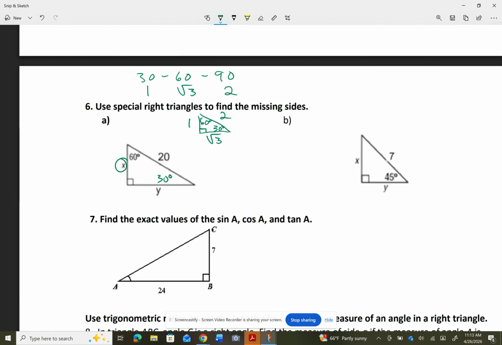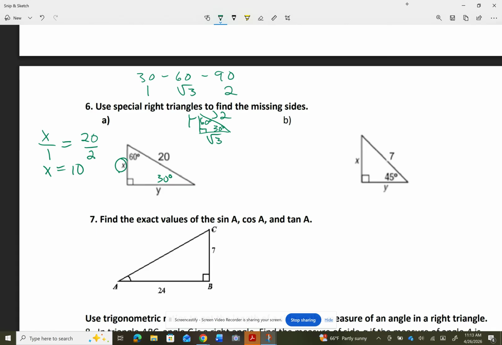So if I'm looking for x, that's the short side, then I know that x to 1, so x to the short side of the 1, 2, square root of 3 triangle would have to equal the side I know, which is 20, to 2. So x would have to equal 10. Notice that makes the short side half the long side, and that's what you're really being told when you see that these sides are in the ratio.